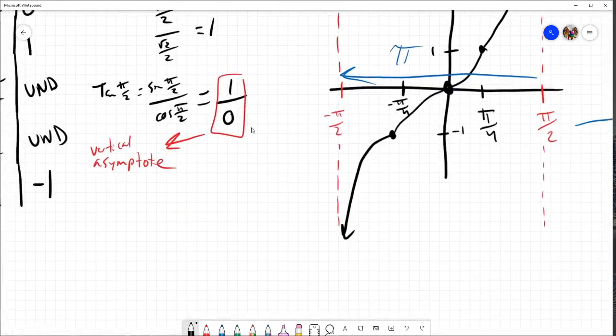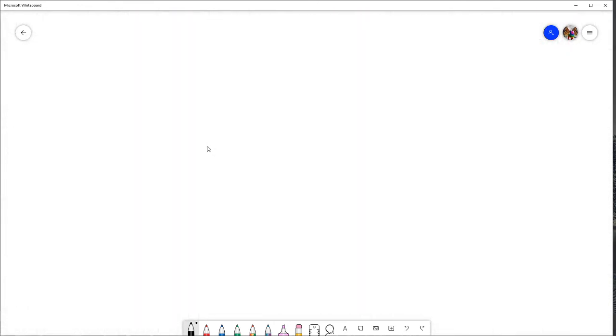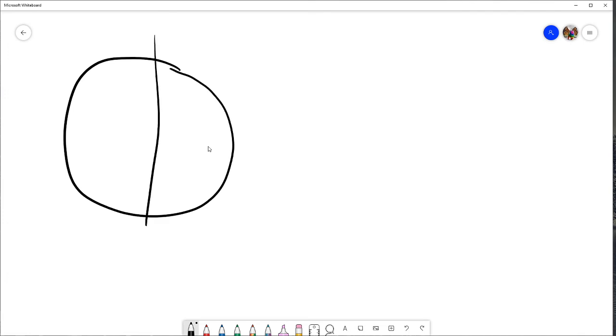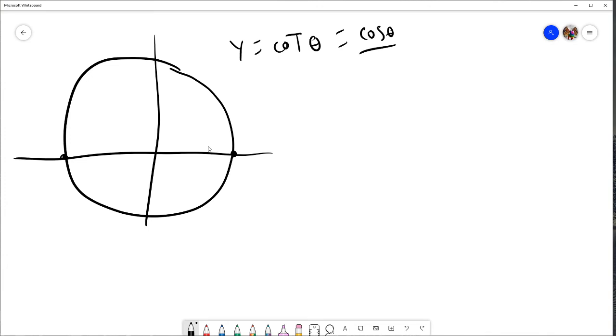Alright, it's time to look at cotangent. So cotangent is going to be very similar. So instead of thinking about when cosine was 0, we want to think about when sine is 0, because cotangent is cosine over sine. So when we think about when sine is 0, that's going to be at 0 and pi, or from pi to 2 pi, but we're going to look at from 0 to pi.